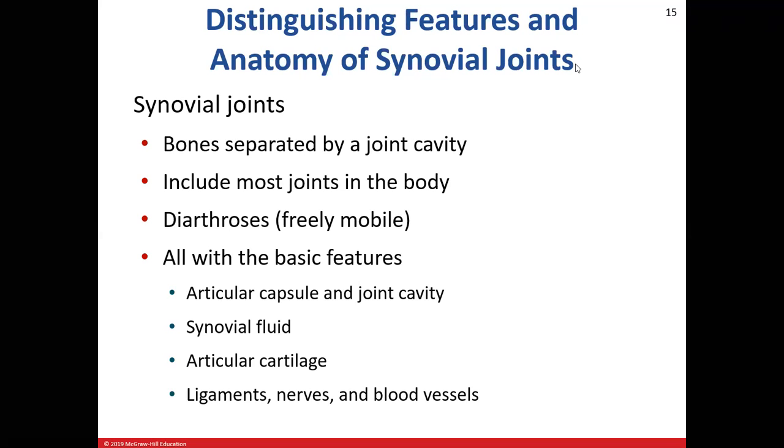And here are a few basic features that we find within a synovial joint. We are going to find an articular capsule as well as the joint cavity. It is going to have synovial fluid, which is going to fill that joint cavity. We're going to have articular cartilage, which, again, we said before, is going to be the remnants of the hyaline cartilage template, and it's going to cover the articular surfaces. And then we're going to have ligaments, nerves, and blood vessels in and around those synovial joints as well.